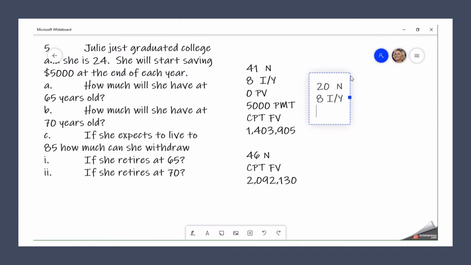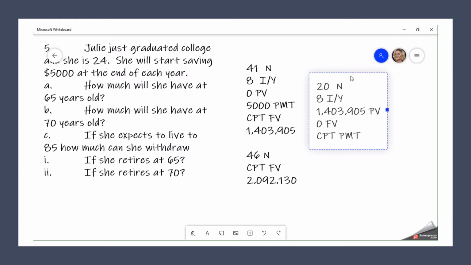We're trying to figure out the payment. So what we've calculated over here is our present value, because it's our present value of retirement. That's how much money she'll have the day she retires. The day she dies, our future value, it can be 0, because she's not trying to save money past death. So 85 is death and that future value is 0. And then we'll compute the payment.